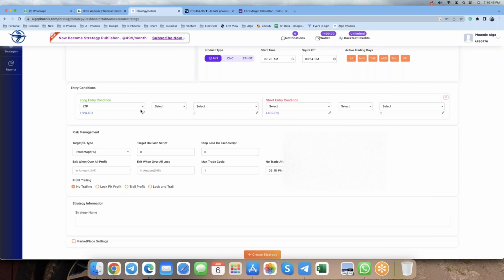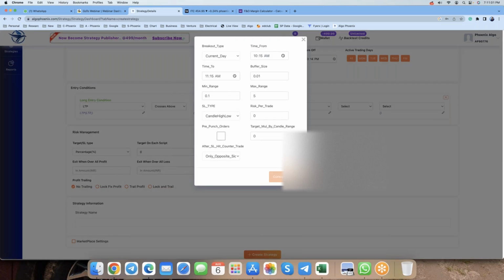Now, when my last traded price crosses above the trend range breakout, I'm trying to create a trend range. What is the range? Between 9:15 a.m. and 9:30 a.m. is the trend range I need. I can have a buffer while executing; 0.01% is sufficient. And I need the minimum range and maximum range.